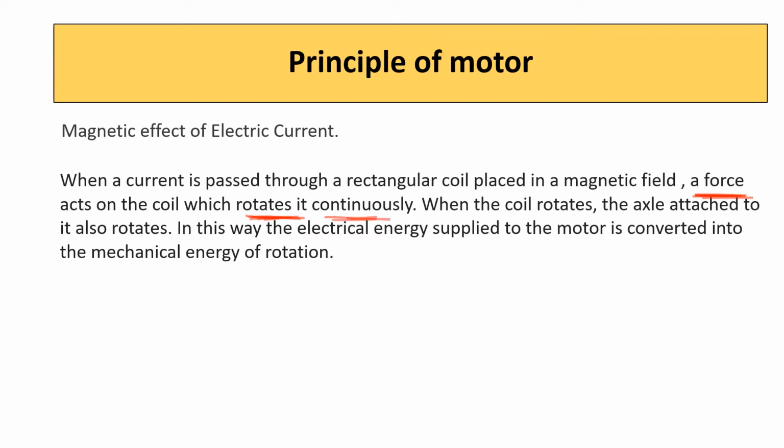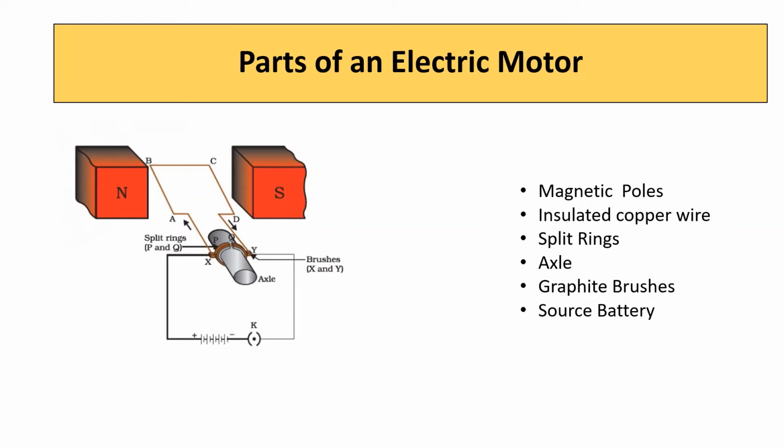When the coil rotates, the axle attached to it also rotates. In this way, the electrical energy is being converted into mechanical energy. That is, the motor works on the principle of magnetic effects of electric current. Let us now look into the parts of an electric motor.